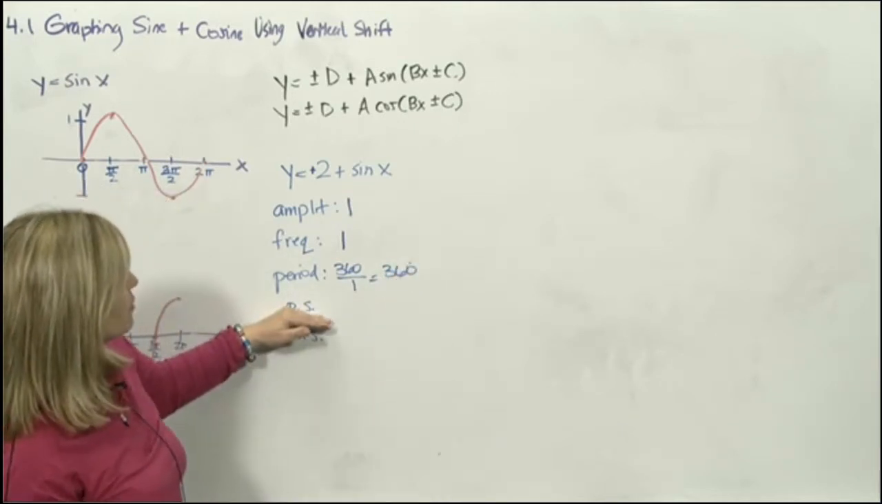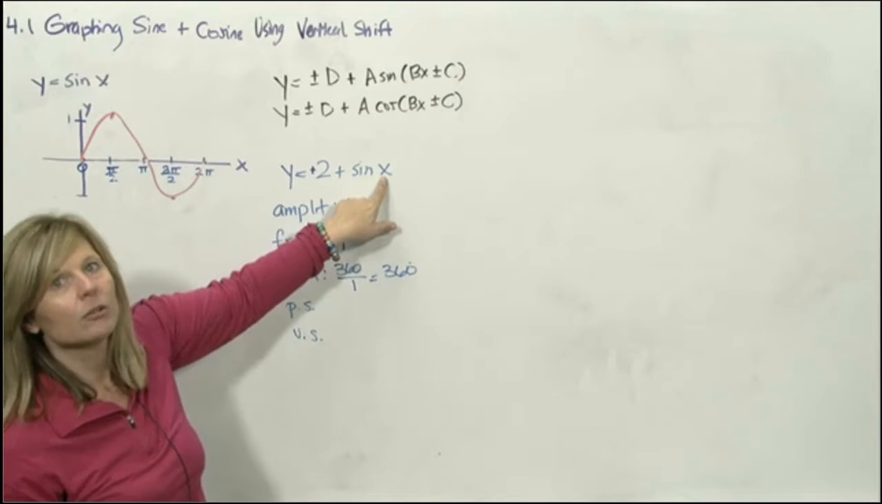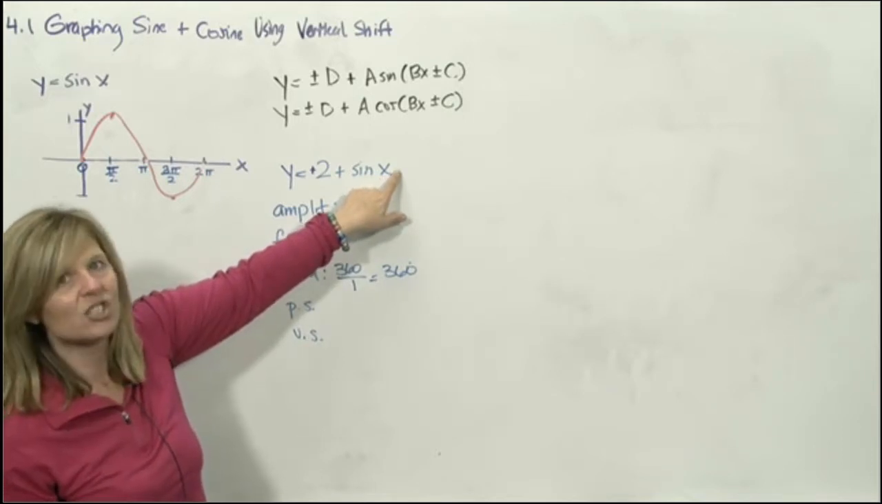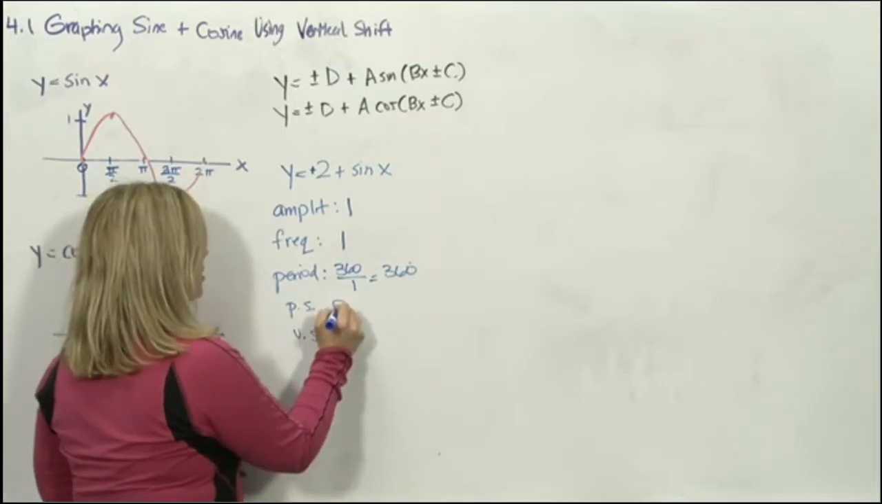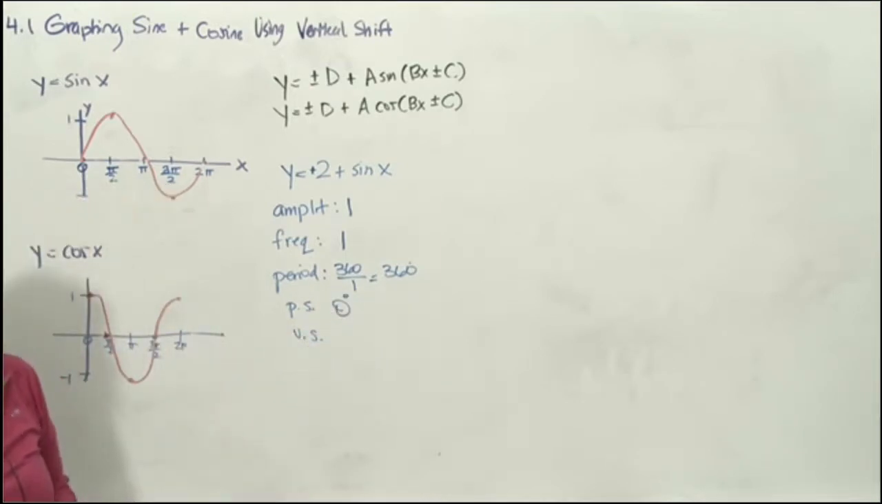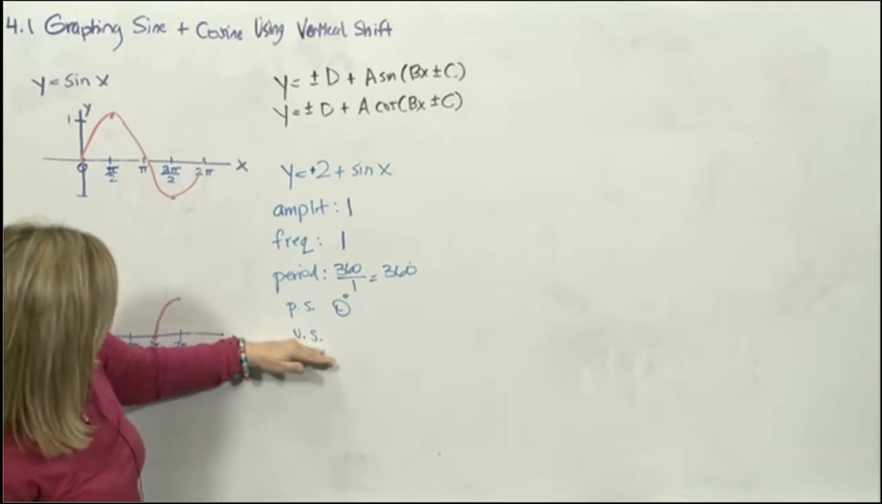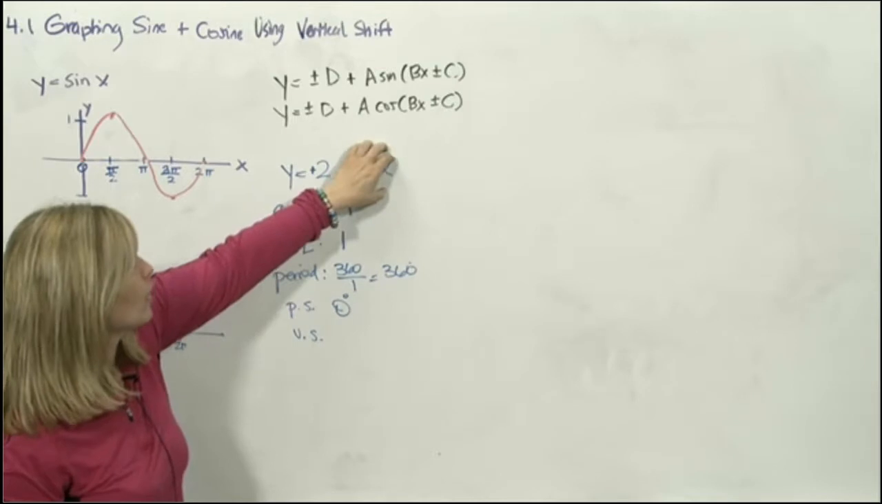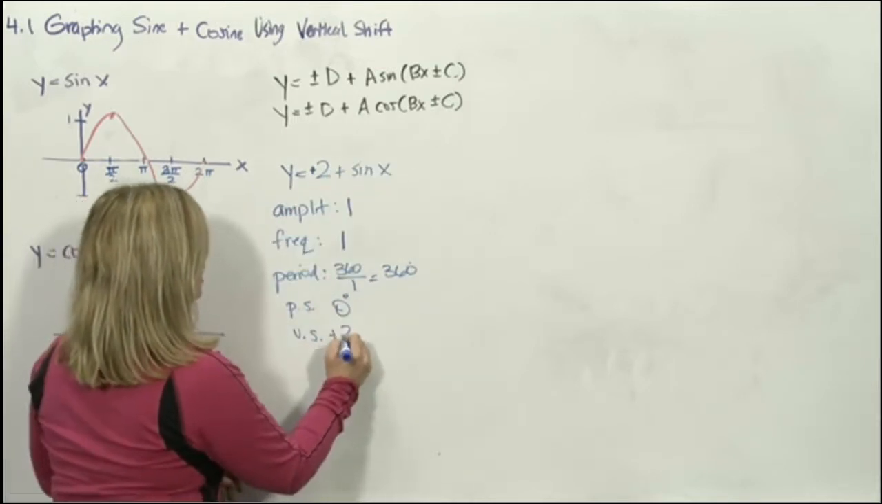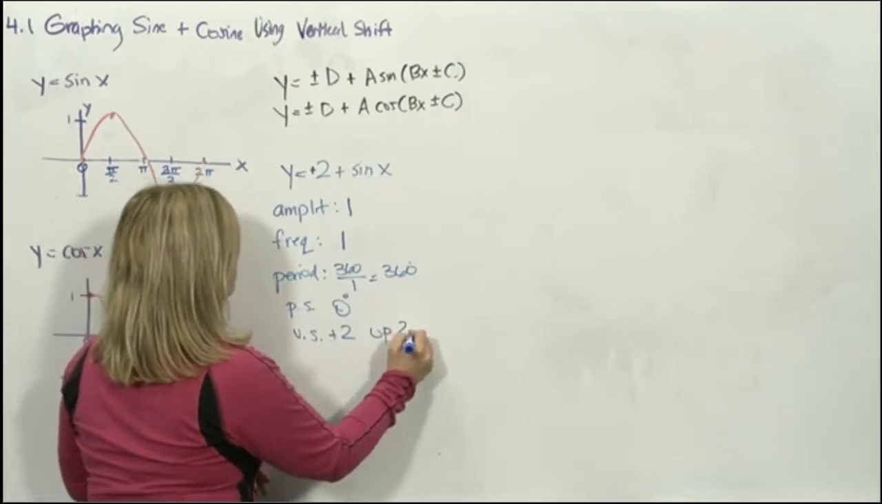Do I have a phase shift? Here's the angle. Do you see anything being added or subtracted to this? No. So there is no phase shift, which means this graph is going to start at 0 degrees. Good. But there is a vertical shift. There is a plus 2 being added to the whole trig function. So that vertical shift of plus 2 means we're going to move this whole graph up 2 units.